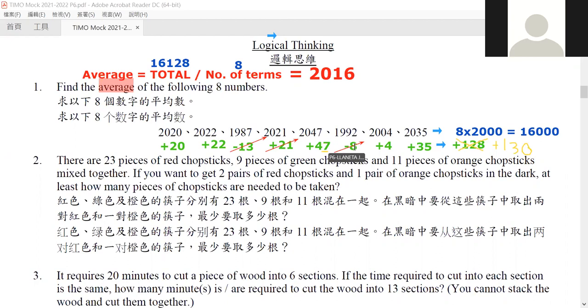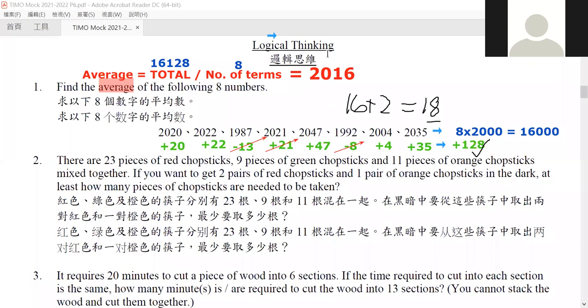Wait, is the sum 130? No, it's not 130. Why? Let me recheck: 2 plus 7 plus 4 plus 5, plus 6, plus 2, plus 7, this equals 12. Wait, what? Oh, yes, it is equal to 12. And then it will be equal to 16. And then add 2, it will be equal to 18. Right? Yes, definitely. So the sum will be 128.